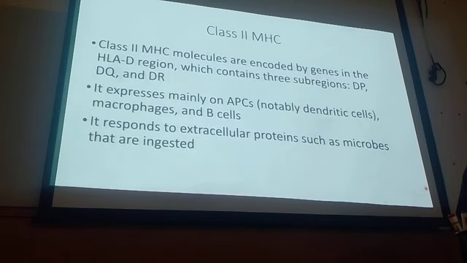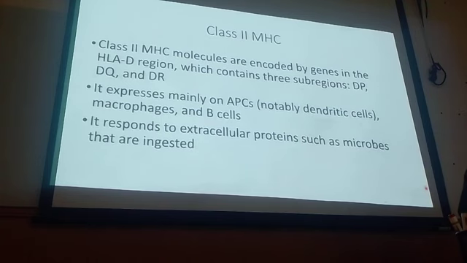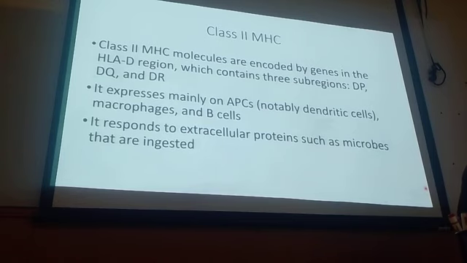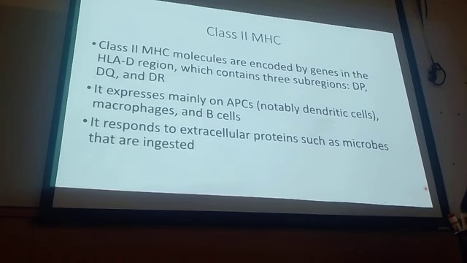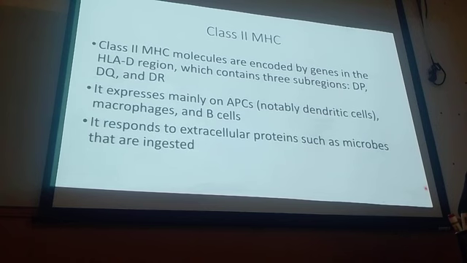We also have class 2 MHC molecules that are encoded by genes in the HLA-D region, which contains three sub-regions: HLA-DP, DQ, and DR. It is expressed mainly on antigen-presenting cells. So class 2 MHC molecules are on antigen presenting cells, but class 1 MHC is on all nucleated cells in our body. Notably, dendritic cells, macrophages, and B cells. It responds to extracellular proteins such as microbes that are ingested.